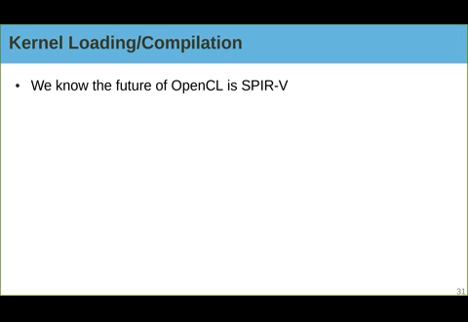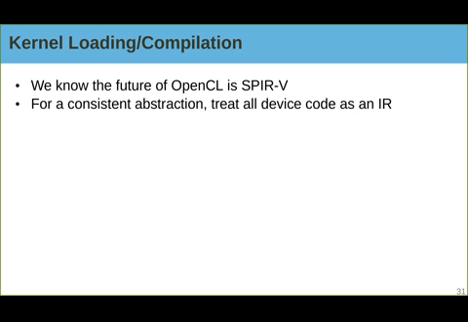When we talk about kernel loading and compilation, how do we actually load kernels into clean? How do we compile them? And you're going to see demos of all this. We know that the future of OpenCL is SPIR-V. This is something that Khronos has been talking about, and we know that OpenCL C++ has already built its targeting on top of SPIR-V. So for consistent abstraction, we view all device code as an IR. We actually will call OpenCL C 1.0 an IR, and you'll see how that works when we go through how the classes look.